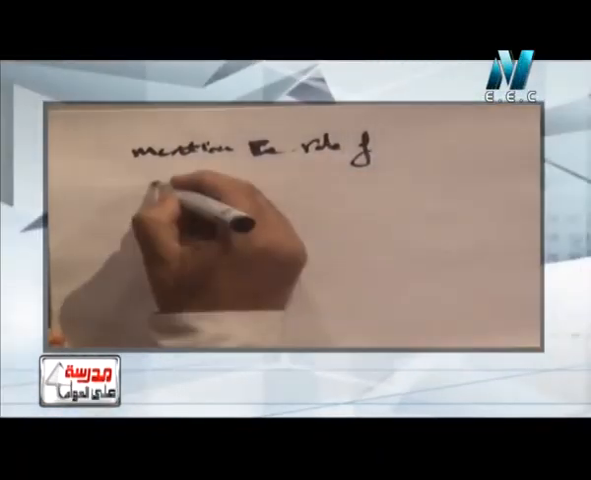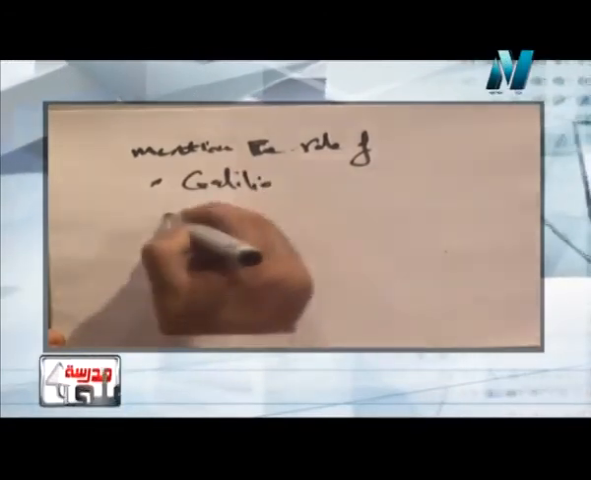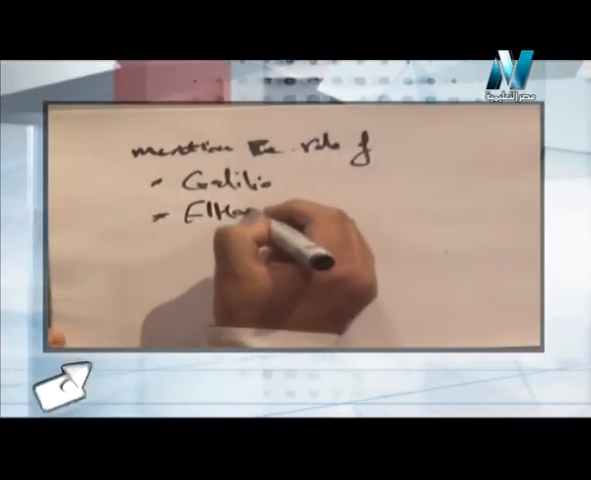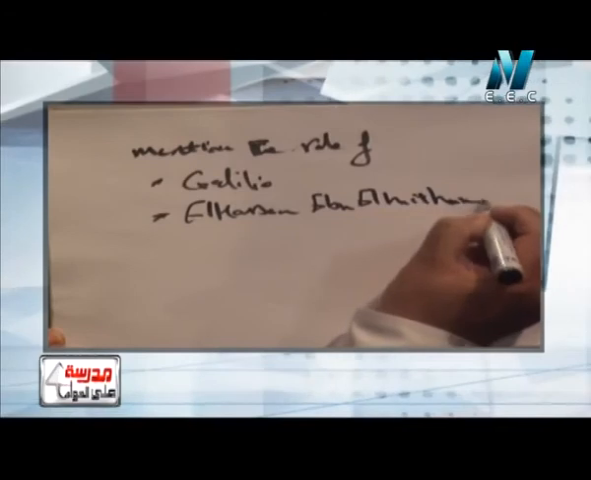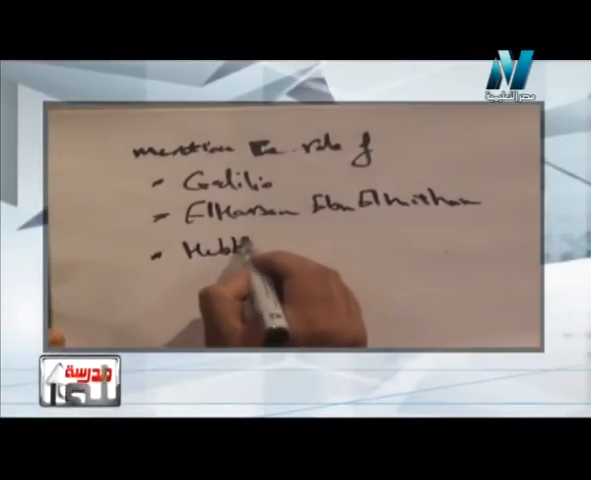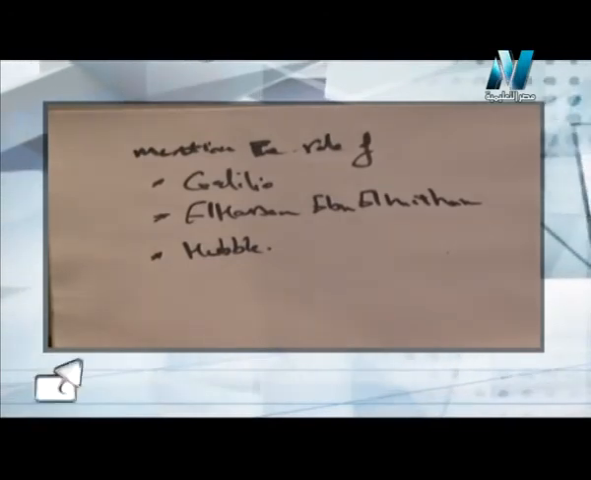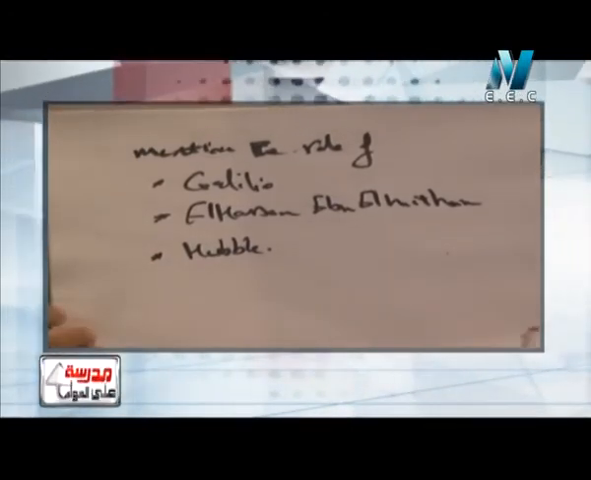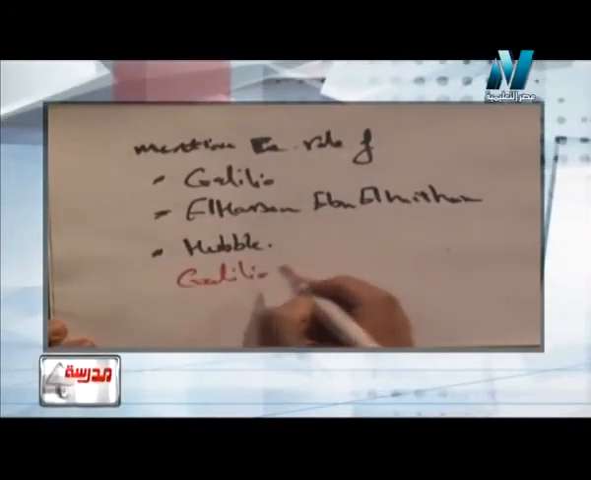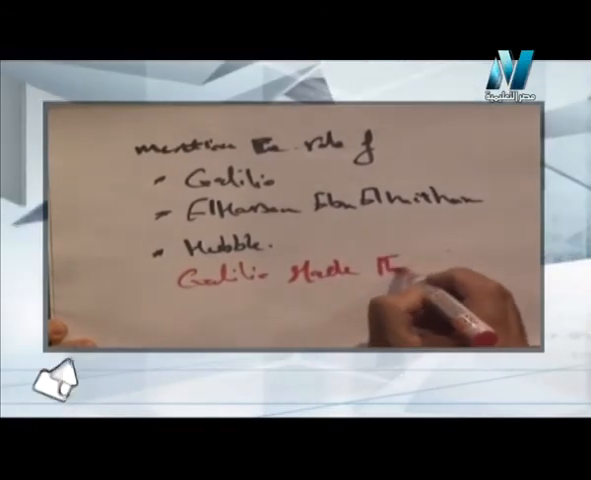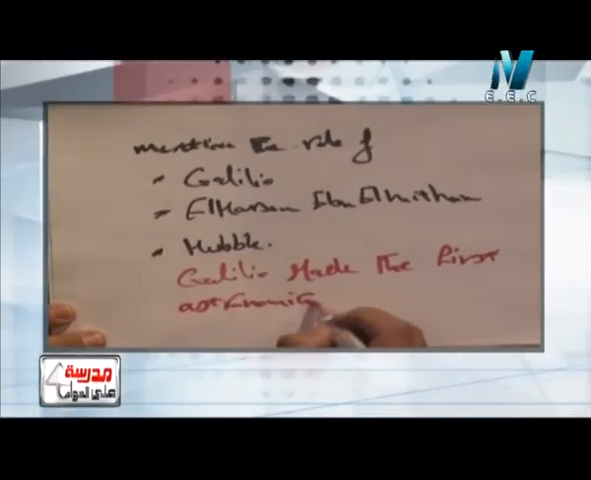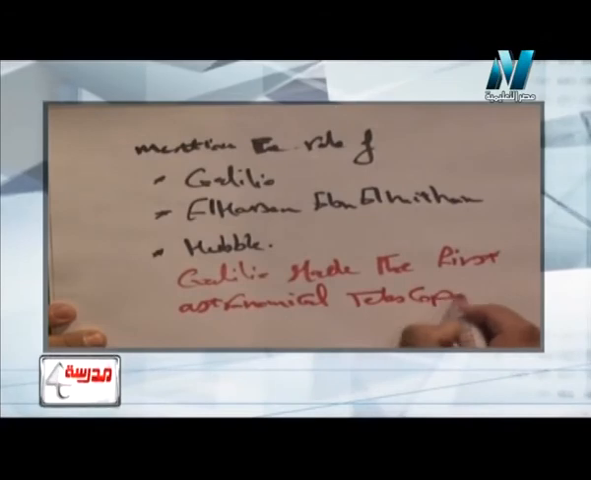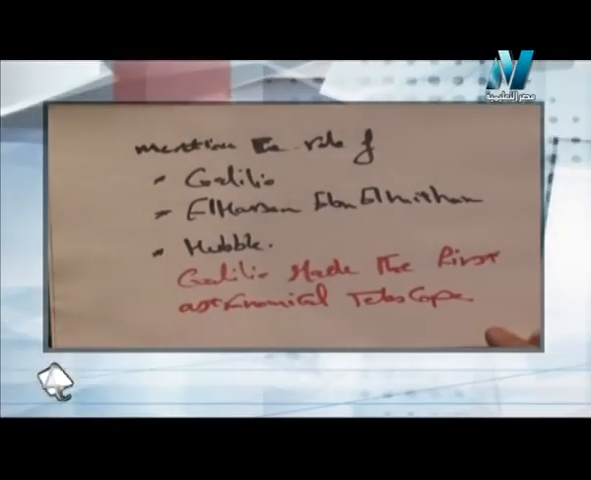of number 1 Galileo, number 2 الحسن ابن الهيثم, number 3 Hubble. Okay, mention the rule of the great scientists of Galileo, الحسن ابن الهيثم, and Hubble. We can say that Galileo made what? Galileo made the first astronomical telescope. Okay, Galileo made what? Made the first astronomical telescope.